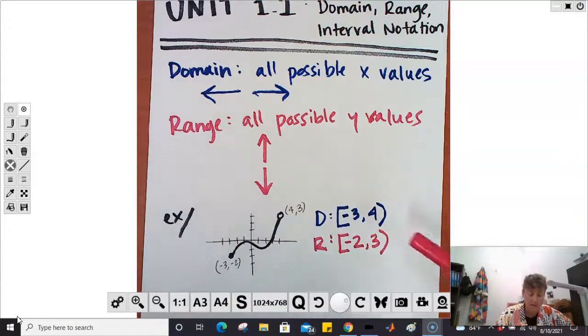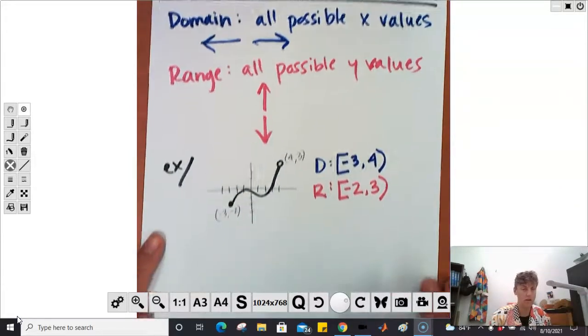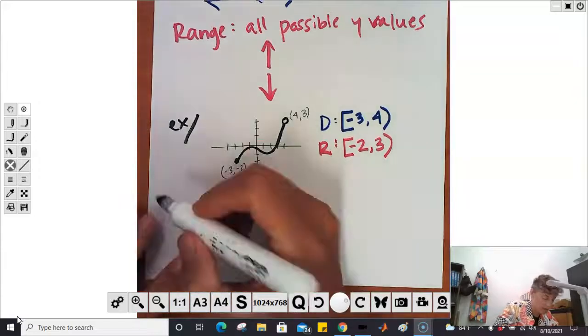Okay, so we found the domain, we found the range, and we used our interval notation. See, I told you it's beautiful, right? It's very, very gorgeous. All right, let's do another example.